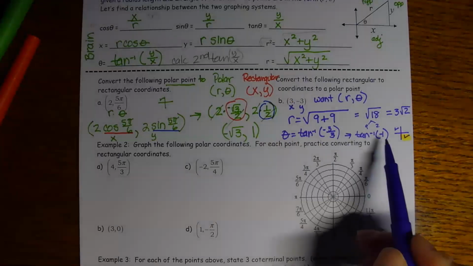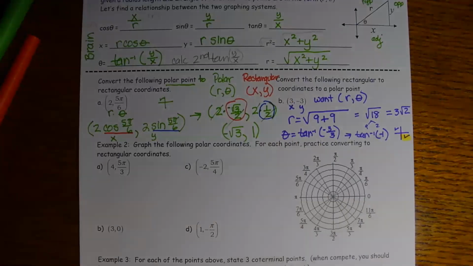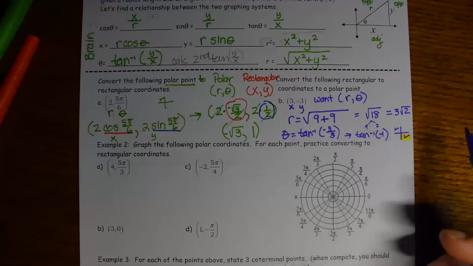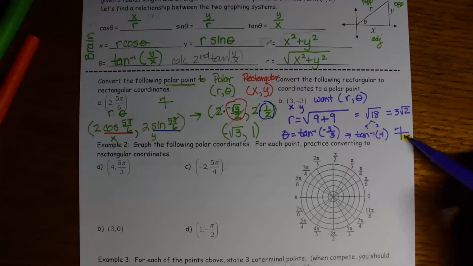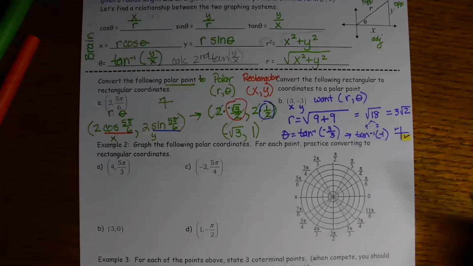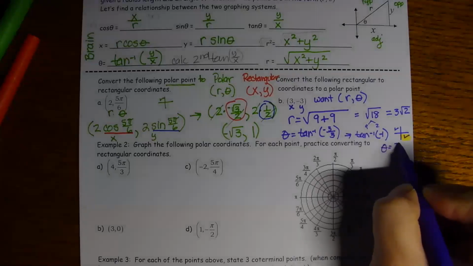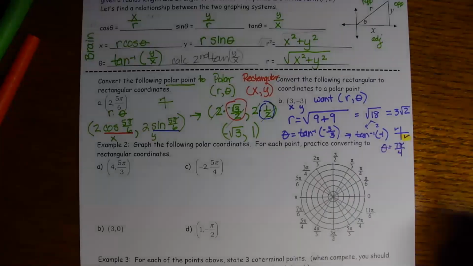So what family is tangent 1 on? Pi over 4, right? That's where tangent is 1. We want it to be negative, so that tells us the quadrant. What's the name of the angle that's in the pi over 4 family down here in the 4th quadrant? 7 pi over 4, right?